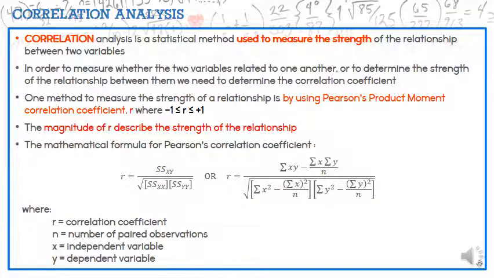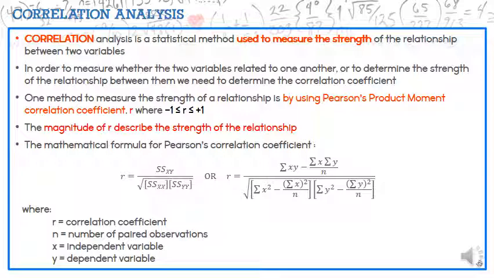So we can determine the relationship between the two variables from a scatter diagram. But what if you want to determine the relationship and also the strength of the relationship? So we need to use correlation analysis. Correlation analysis is a statistical method used to measure the strength of a relationship between two variables. So in order to measure whether the two variables are related to one another or not, or to determine the strength of the relationship between them, we need to determine the correlation coefficient.